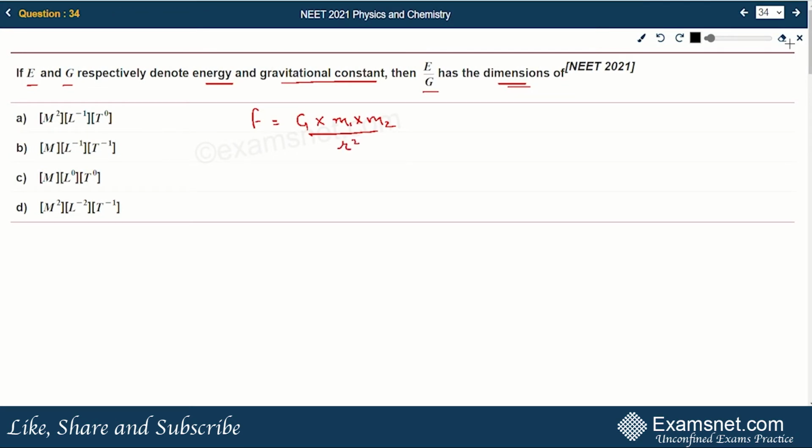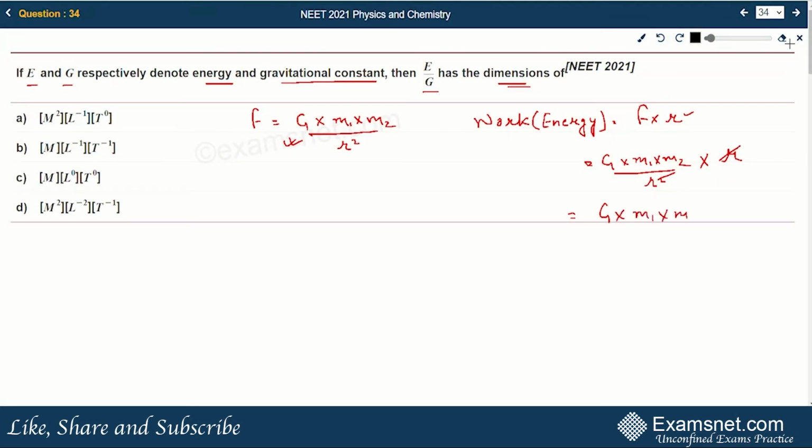Now, what is the formula for work or energy? Both have the same formula, right? It is given by force into displacement, and displacement is denoted by R. So here we can put the formula of this force. If we put force equals G M1 into M2 divided by R square into this R, what will be left? R square will be cancelled. We'll be left with G into M1 into M2 divided by R. So this will be your energy.